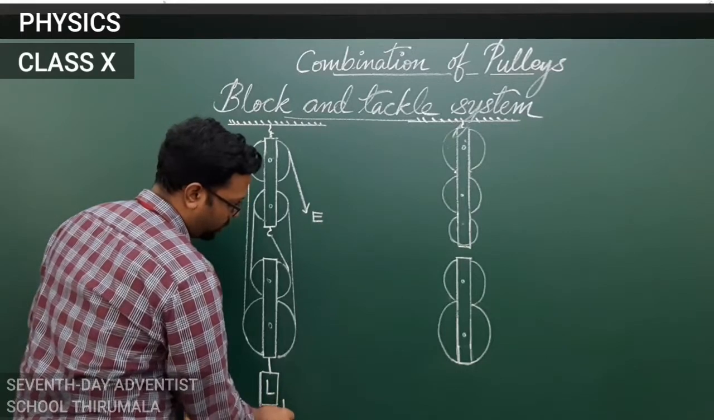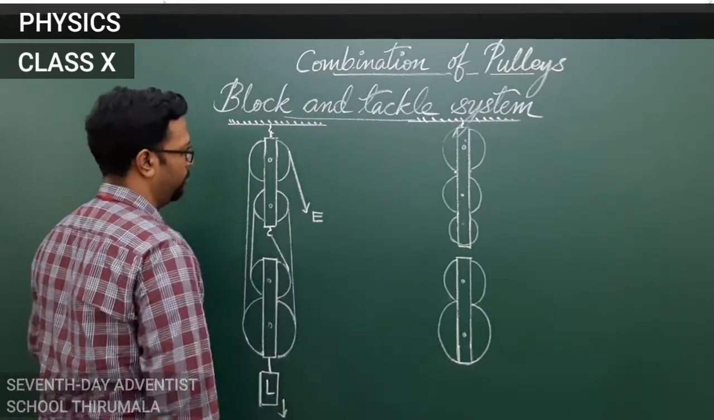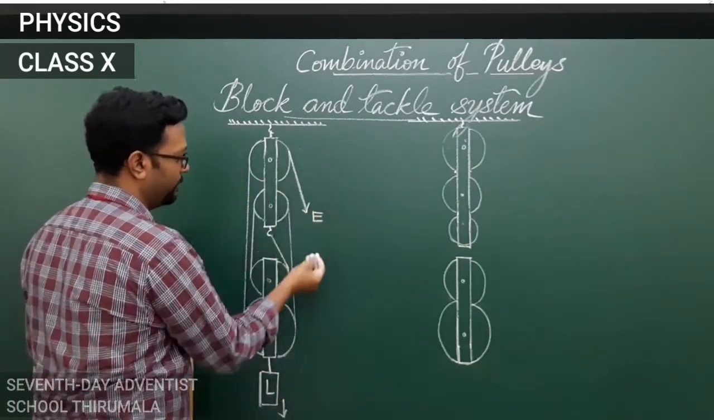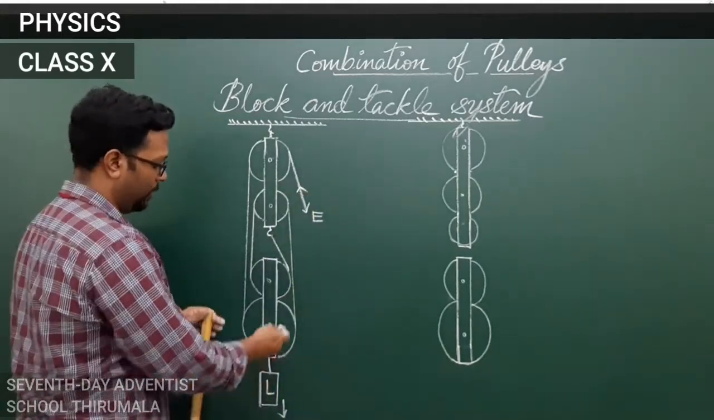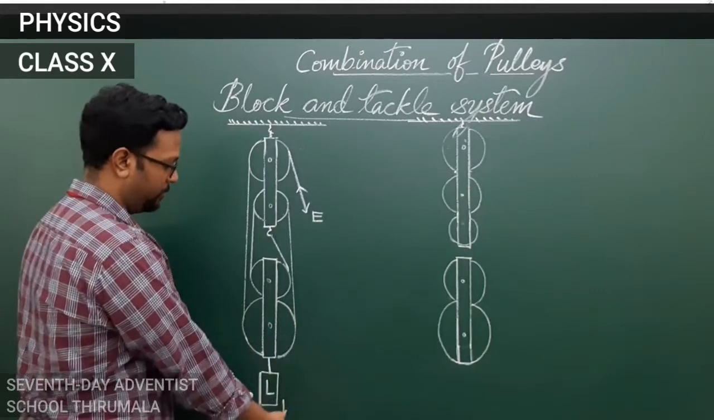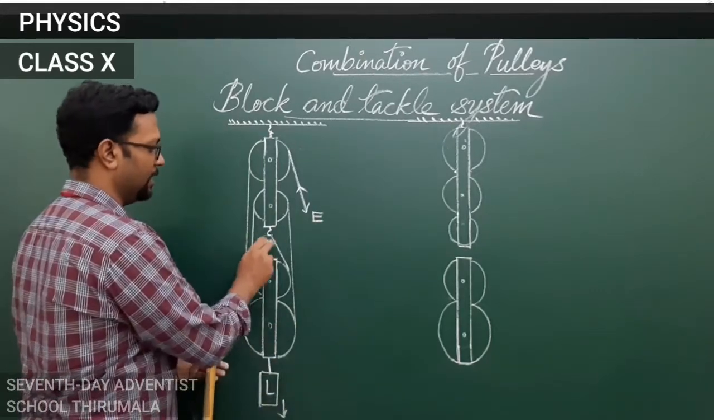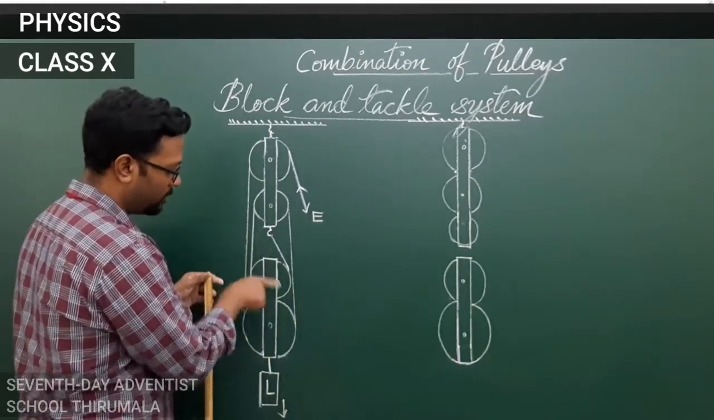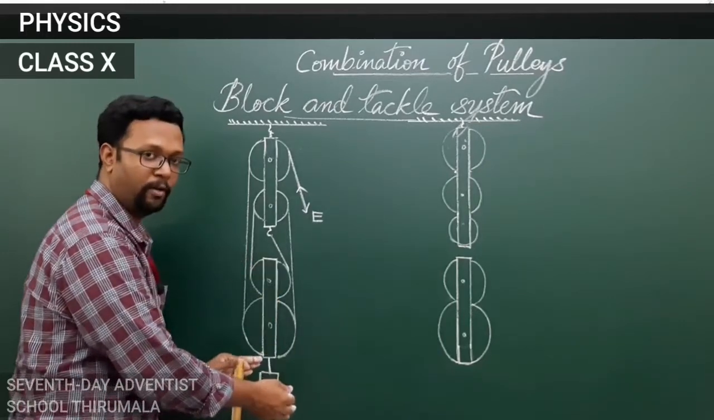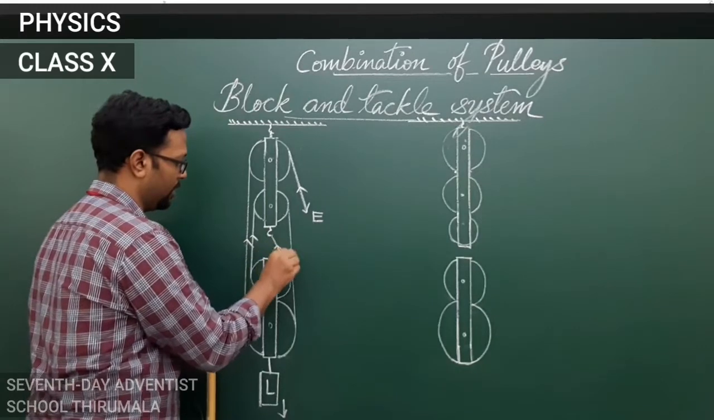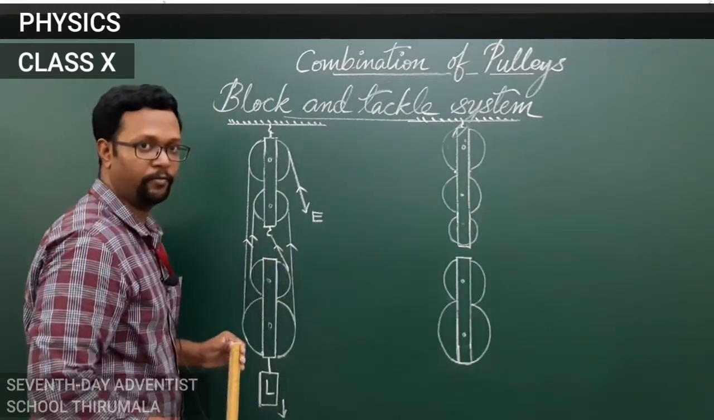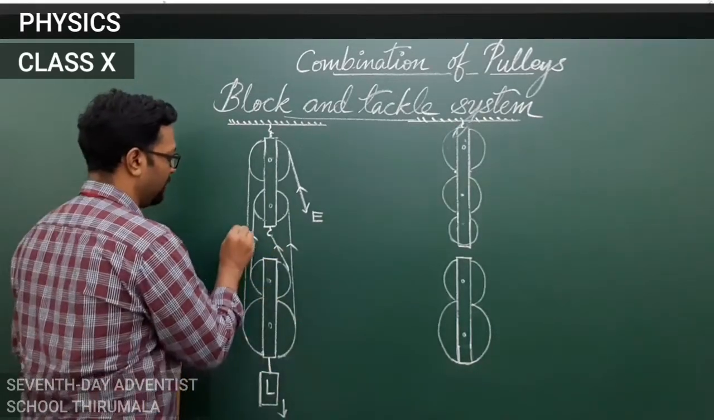So the load wants to go downwards, the effort is pulled here, and pulling this effort downwards will create a tension in the upward direction. The load is pulling downwards, which creates a tension in the string, and there are 4 strings supporting the whole movable pulley system. This is string number 1, string number 2, string number 3, and string number 4. These 4 strings develop tension.